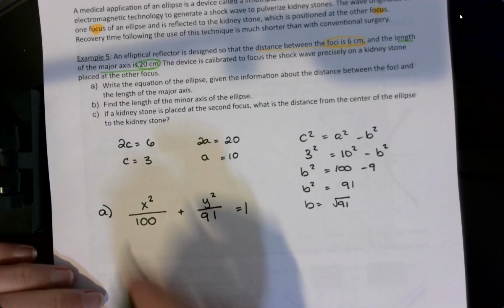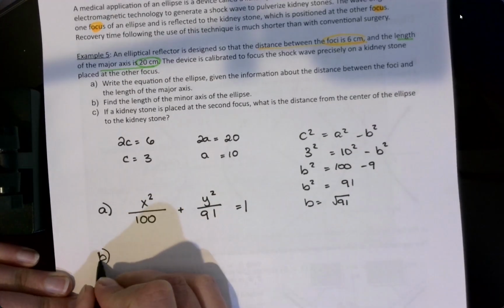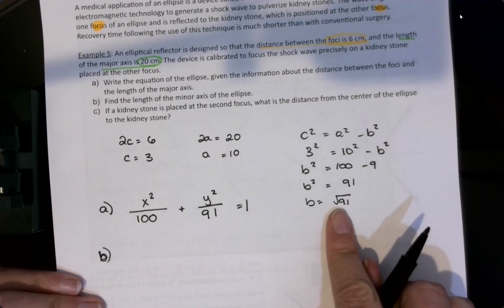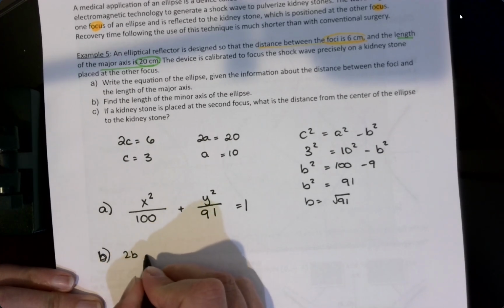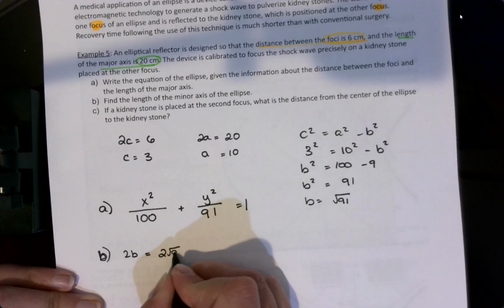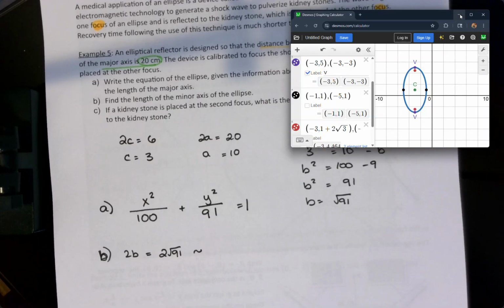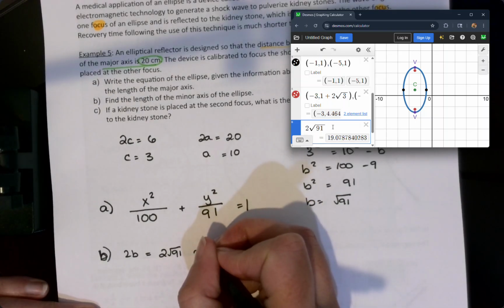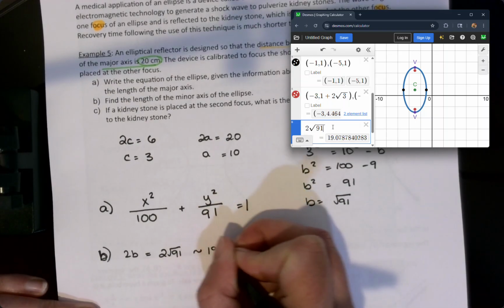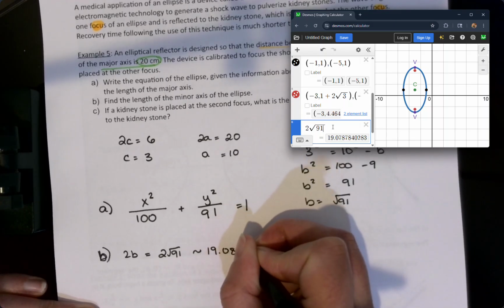And I need to find the length of the minor axis. Well, I kind of already know that. I know that I go the square root of 91 in either direction, so the full length of the minor axis is 2b, or 2 square root of 91. I could approximate that. I'm curious what that is. It's about 19.08 centimeters.